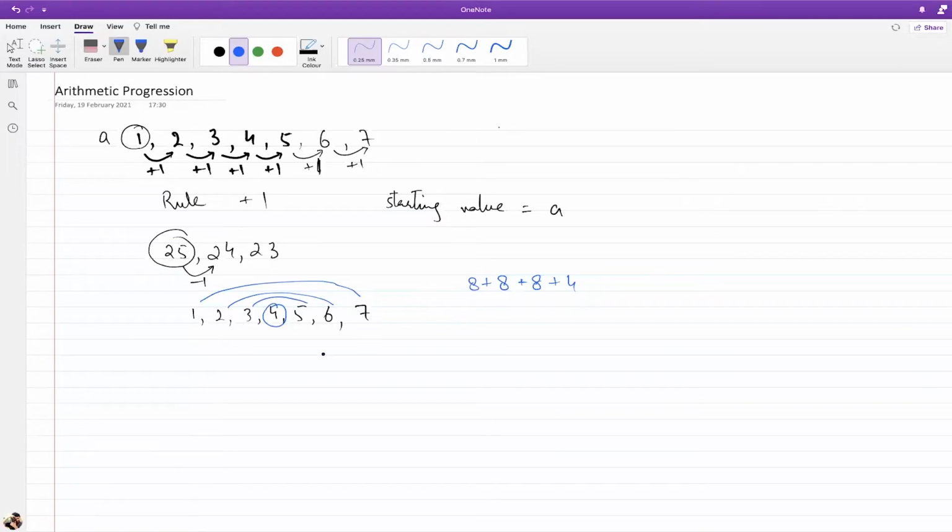Basically, what do I have? I have 3.5 pairs of 8. And that is 28. And this is pretty simple. For example, if I ask you to add numbers from 1 to 10, then you know that you will have 5 pairs of 11.